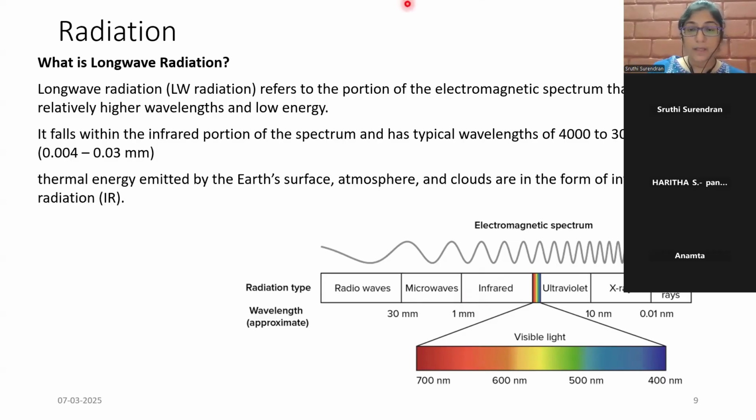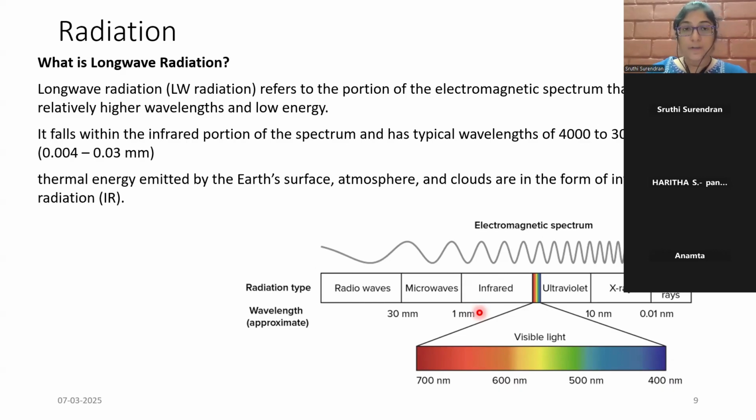Now, these far infrared radiations are generally called thermal radiation, or thermal energy, which is mostly obtained when Earth's surface is heated up and emits these thermal radiations. Then the atmosphere is heated up, and it emits this thermal radiation. Clouds are heated up, and they emit this thermal radiation.